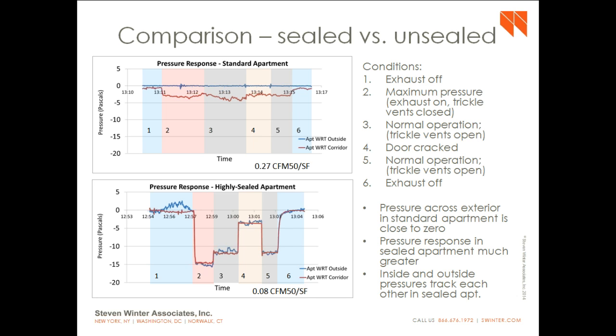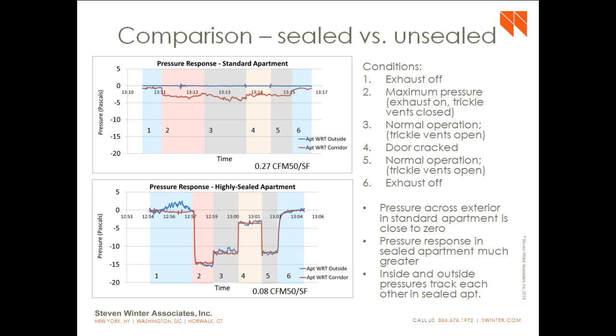So in the standard apartment, you can see a couple things. First, the pressure across the trickle vents, which is the exterior pressure, this blue line in the graph on the top, is pretty much close to 0 all the time, which tells us that there's pretty much no airflow coming from the trickle vents at any time.